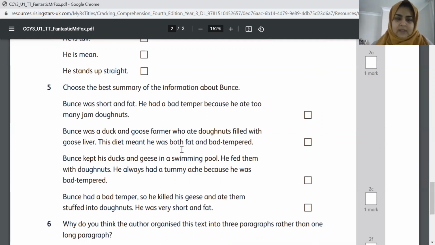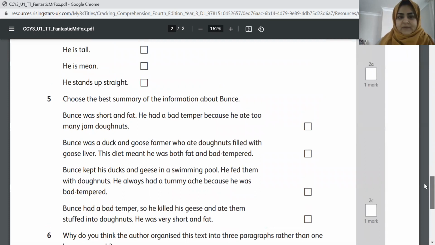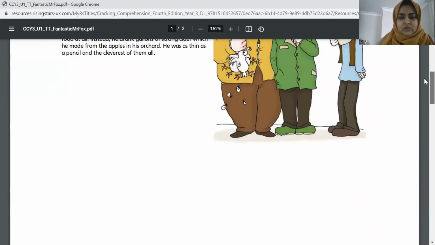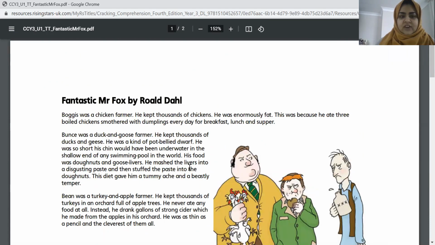What I'd like you to do is pause the video here now and choose the best statement that gives you the most accurate information for Bunce. If you like, you can go back to the text of Fantastic Mr. Fox to help you. Reread the paragraph about Bunce, and when you are ready, come back to the screen. I'm going to reread the paragraph to you, and then I'll answer the question for you, and the answer that you have, can you please mark it?